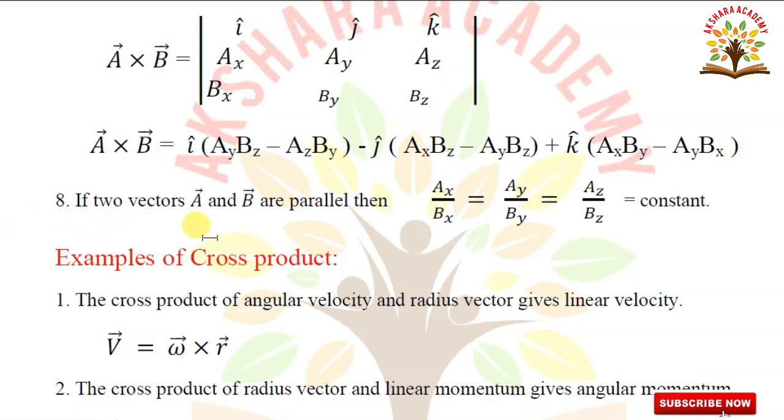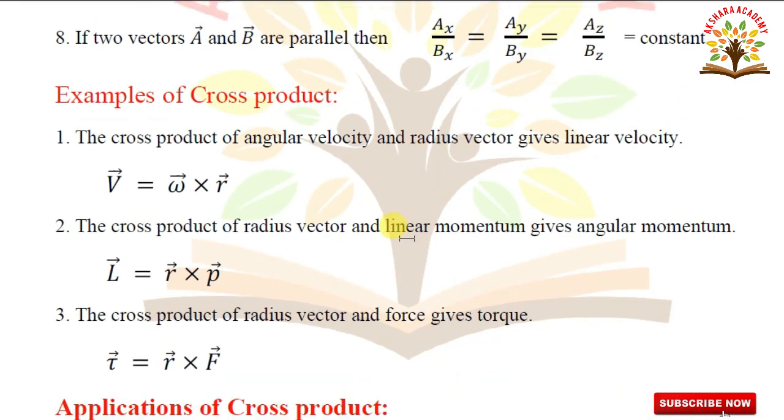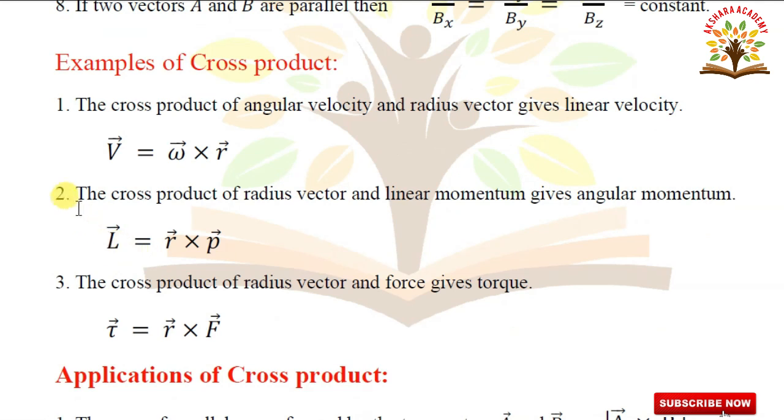Eighth one, if two vectors a bar and b bar are parallel, then ax by bx is equal to ay by by is equal to az by bz is equal to constant. Examples of cross product. First one, the cross product of angular velocity and radius vector gives linear velocity. V bar is equal to omega bar cross r bar. Second one, the cross product of radius vector and linear momentum gives angular momentum, that is L bar is equal to r bar cross p bar.